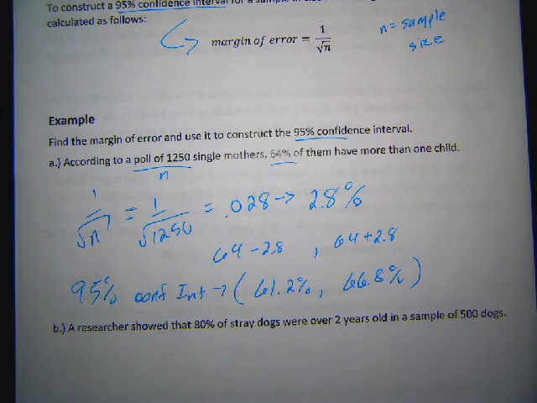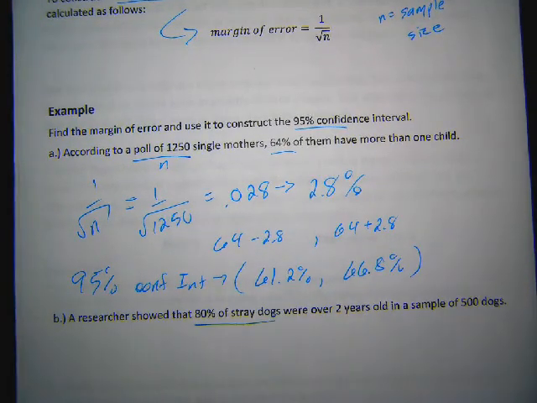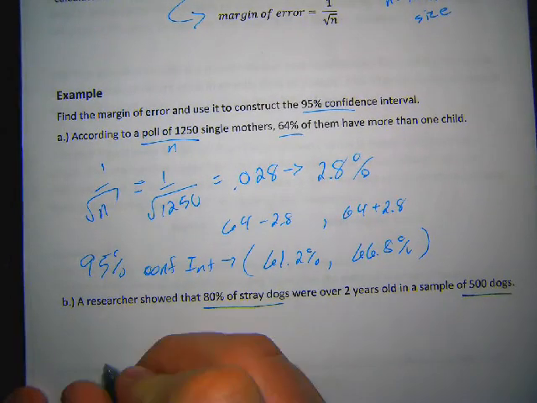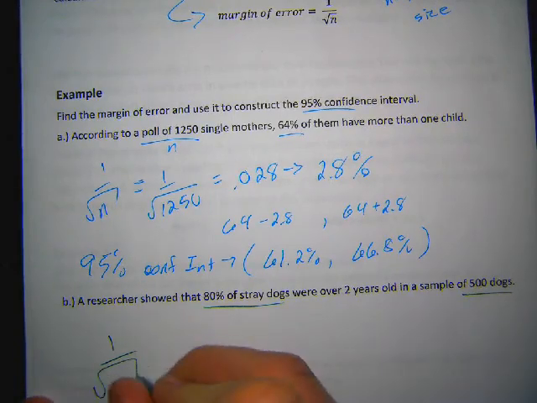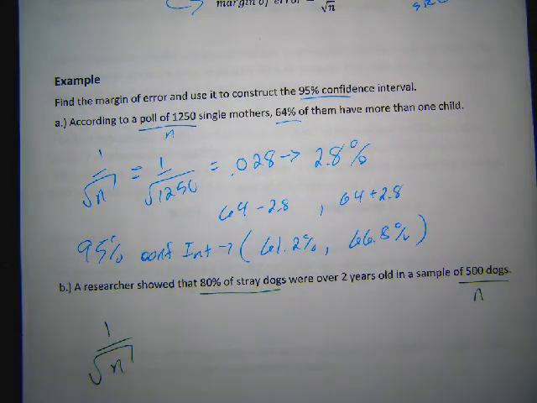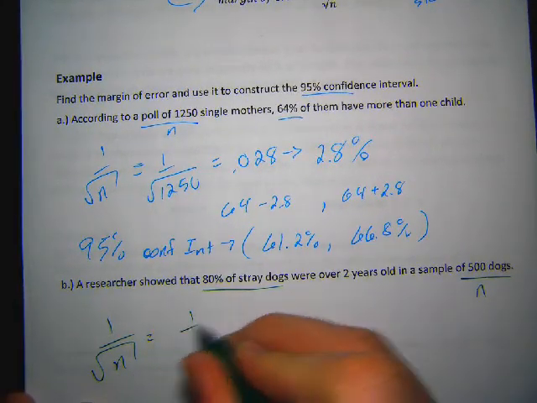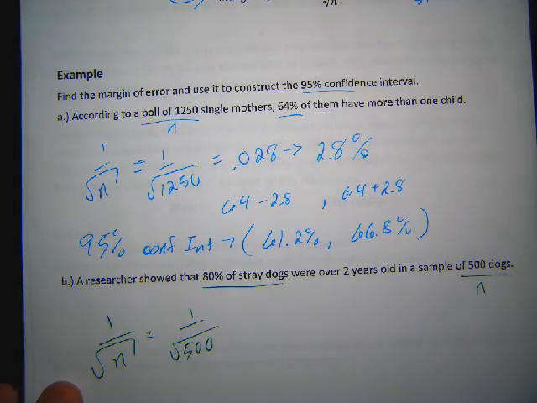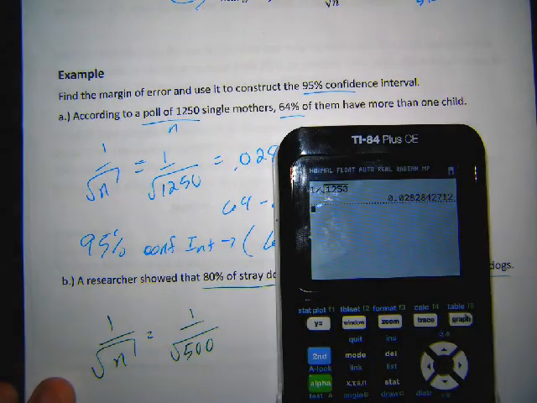One more. Researchers showed that 80% of stray dogs are over 2 years old in a sample of 500 dogs. So they look at stray dogs. They found 80% of them were over 2 years old and sampled 500 dogs. Again, to find the margin of error, we do 1 over square root of n, and this time we sampled 500 dogs. That's how many we surveyed. So 1 over square root of 500 is how you find your margin of error. So it's all about the sample size.